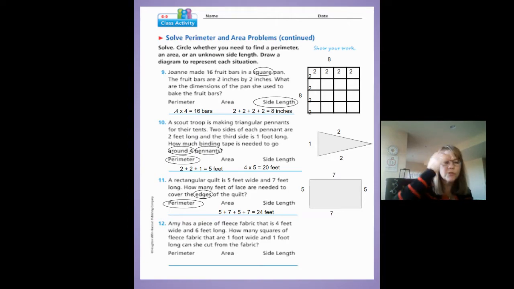Make sure you've written down number 11 before you go on to 12. Pause if you need to. Number 12, Amy has a piece of fleece fabric that is 4 feet wide and 6 feet long.